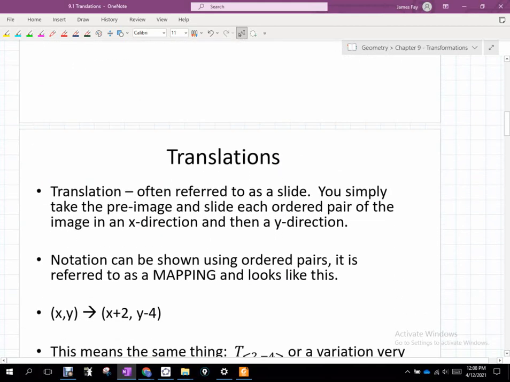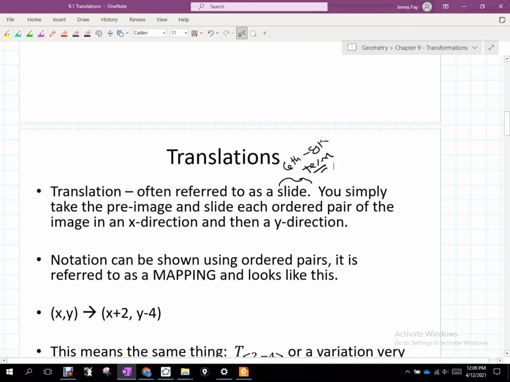Translation, often referred to as a slide. But slide is 6th grade to 8th grade terminology, so your end of course exam probably is not going to use the word slide. It says you simply take the pre-image and you slide each ordered pair of the image in an X direction, followed then by a Y direction.